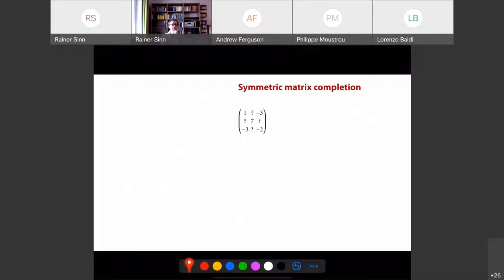So the question is very simple. I want to complete a matrix. So here's a 3x3 matrix, which is partially specified. I have these 1, 2, 3, 4 entries, and there are two missing entries. And you can ask different questions about this completion. I want to complete to a symmetric matrix. So in this case, there are two entries missing. It suffices to fill in the upper half of the matrix, for example.